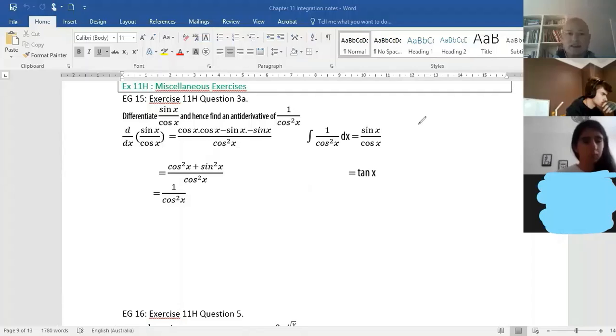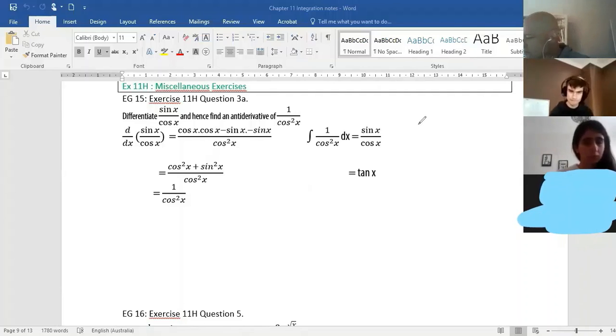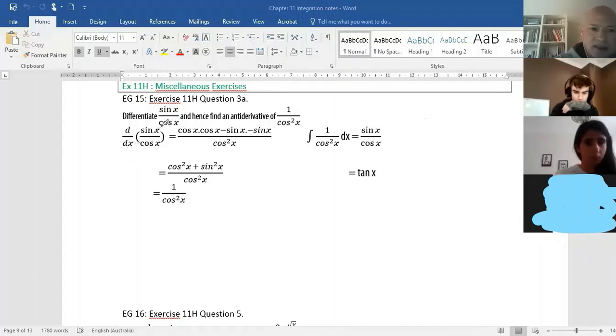Okay, this is 3A, and it says differentiate. Make sure I've got the right one. 3A, differentiate sine x divided by cos x. Okay, now if we're going to differentiate something like this, so we've got a numerator and a denominator, then use that rule.